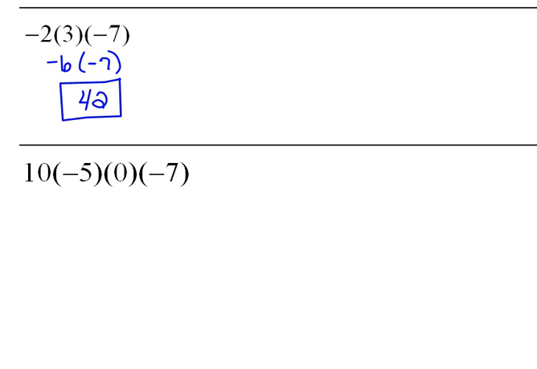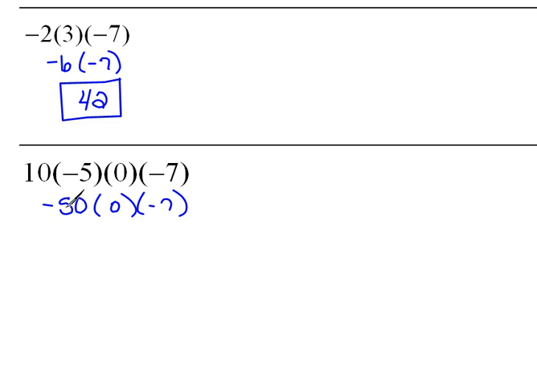In this next example, we're multiplying 4 things together. So we would have to start 2 at a time. 10 times negative 5, 10 times 5 would be 50. The signs are different, so the answer is negative, and then we'll copy down everything else.